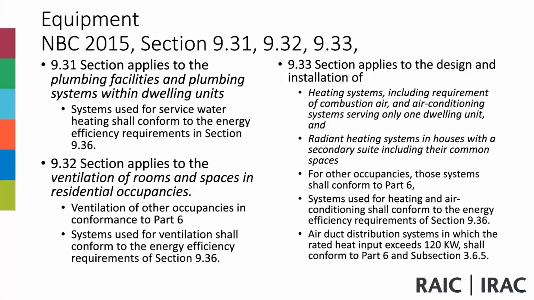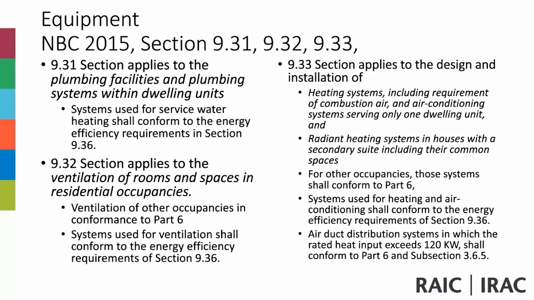In 932, we're looking at ventilation of rooms and spaces in residential occupancy, and how it sends us to 936. Ventilation of other occupancies is in conformance with part 6. So you use 9.32 only for residential occupancies. For other occupancies, you go to part 6. And systems used for ventilation shall conform to the energy efficiency requirements of section 9.36.